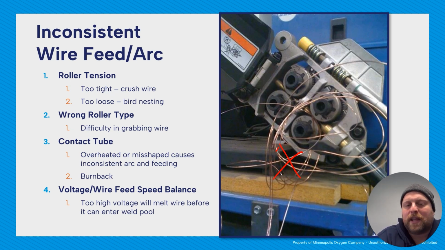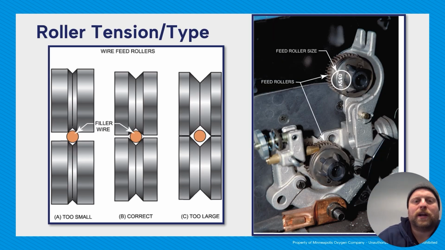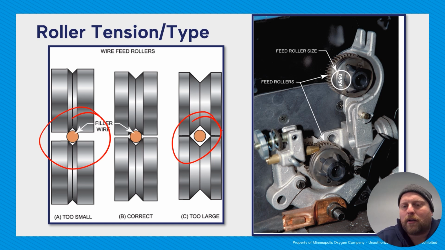Your contact tube can be overheated or misshaped, and so you're not getting a consistent arc, or you get burned back. So you're having too high a voltage or too low a wire feed speed, so all that wire is burning back to your contact tip instead of going into your weld, and that's that balance. So here we can see different sized rollers. Too small with too tight tension, we can go ahead and crush that wire, or if it's too large, you're not going to get a grip on it at all. Then it won't flow through your cable.